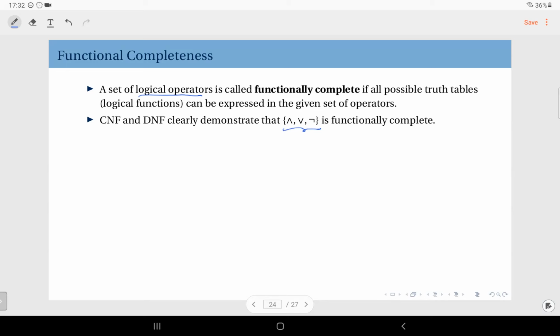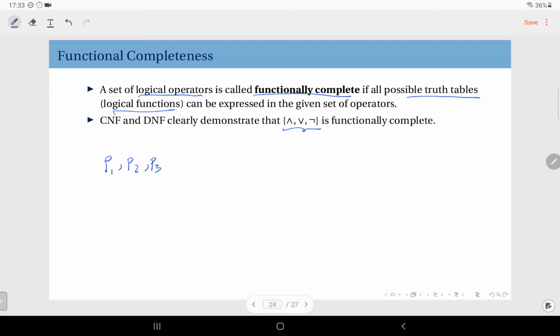Now, such a set of logical operators is called functionally complete if all possible truth values, or rather, all possible truth tables, logical functions, in other words, can be expressed in the given set of operators. Now, what does this mean? Suppose you are dealing with, let's say, 3 logical variables, okay? Let's say P1, P2, P3.